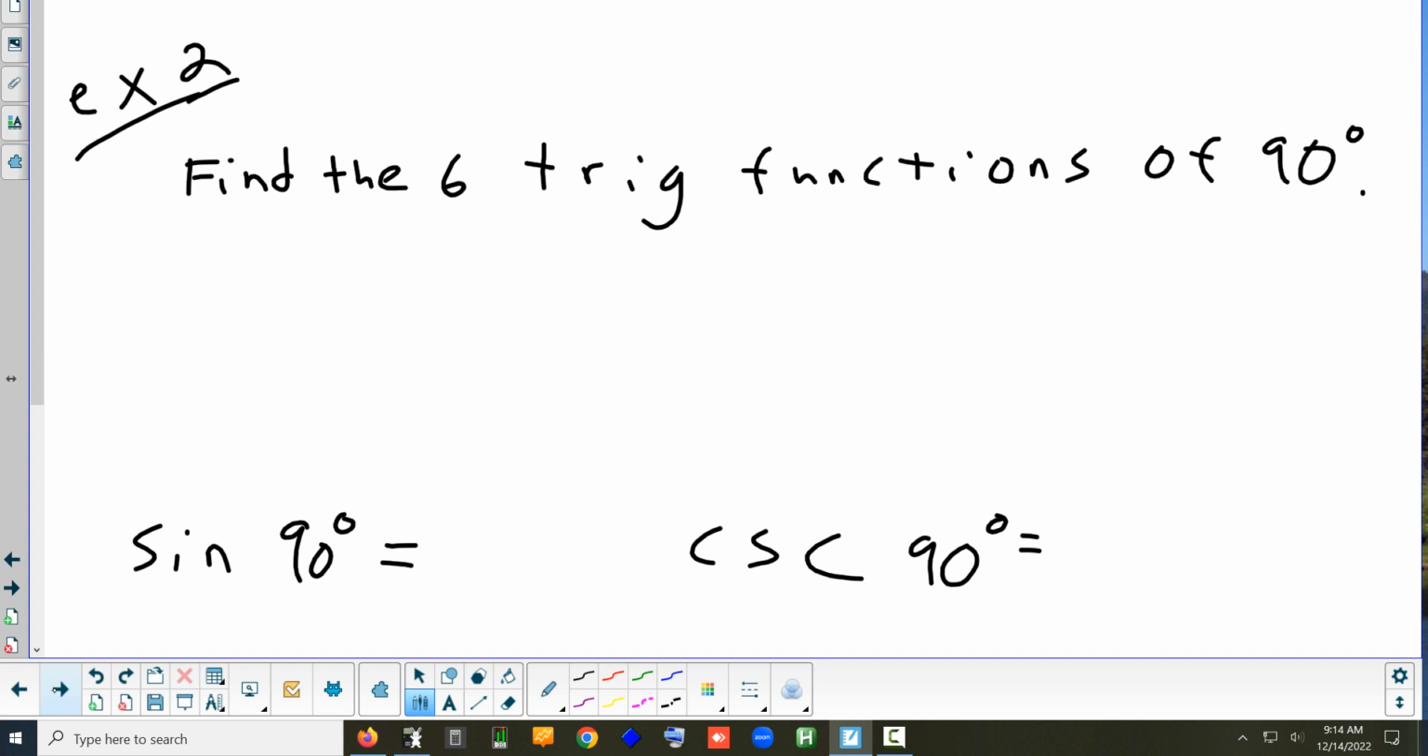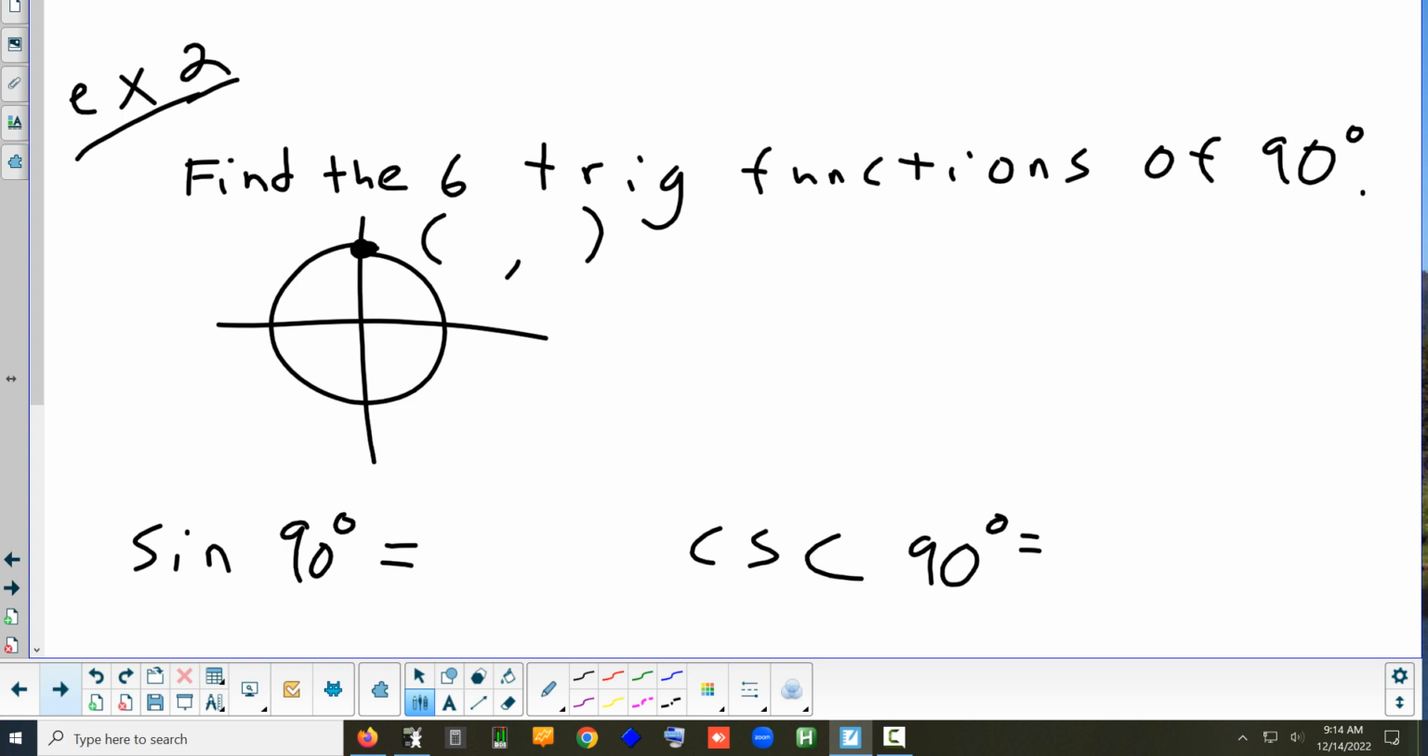Yeah. We have the degree and not the coordinate. Right, you're being given the angle. That's not helpful. We can't do unit circle trig until we figure out the coordinate. So what I do is just think of 90. 90 means you go straight up. And what's the coordinate when you go straight up? 0, 1.